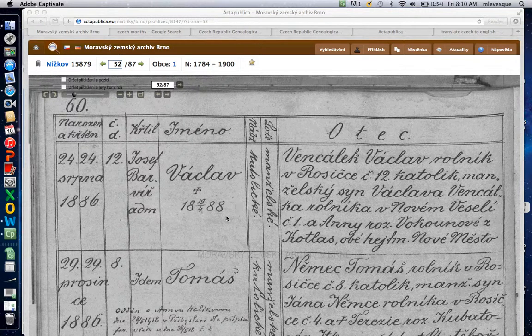Okay, let's look at the headings. First thing here, we've got narozen a Christian. Nar means birth. Christian means baptism, christening. KRT, that's a hint. Was born on the 24th and baptized on the 24th. Now, here's the first problem. Srpna, months.